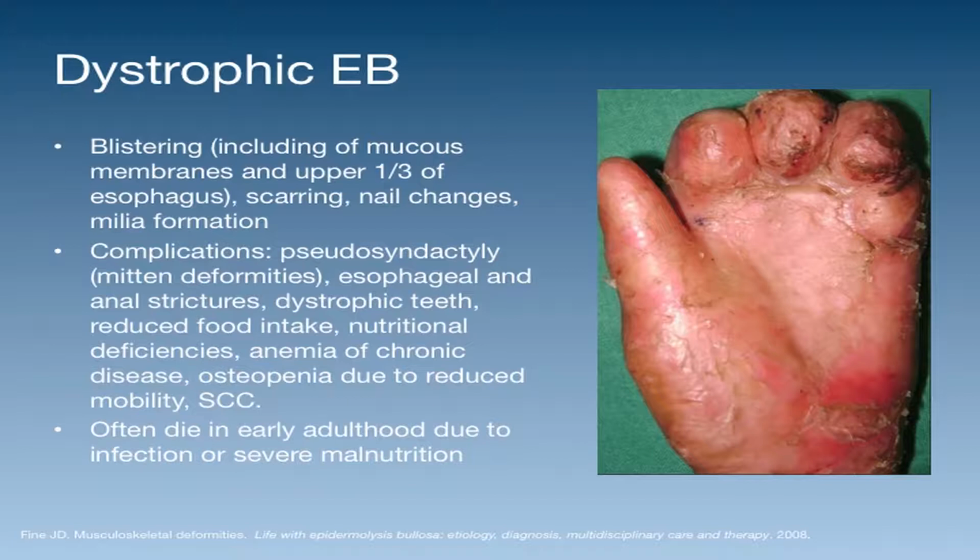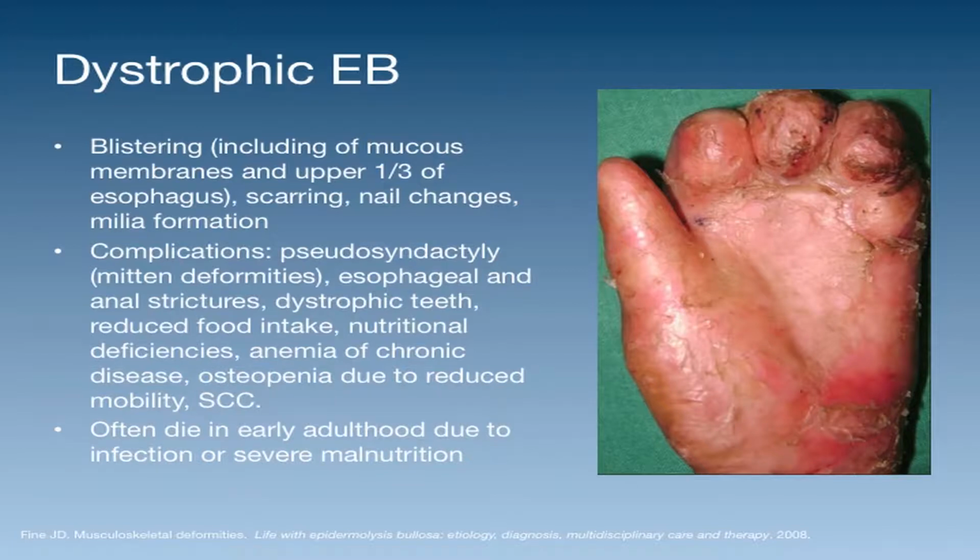Complications include pseudosyndactyly, as seen by this picture. This is also known as mitten deformity, and is caused by repeated cycles of healing and injury around the fingers and toes. You may see children coming in with dressings between their fingers and toes to prevent this.